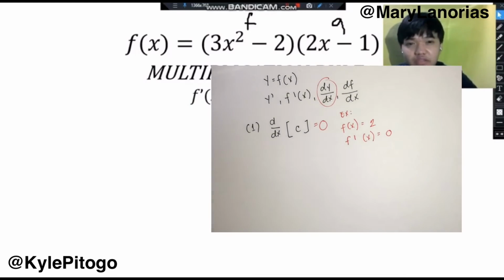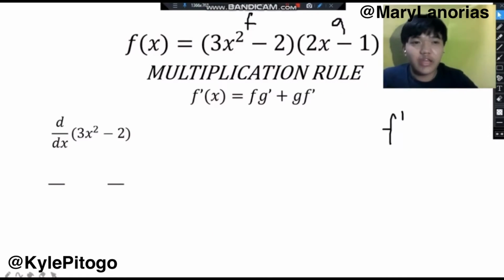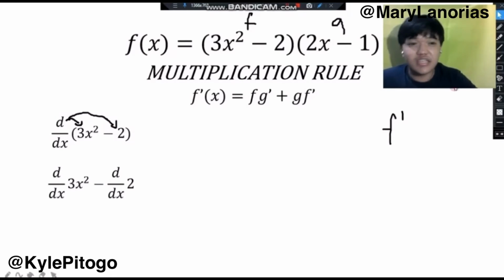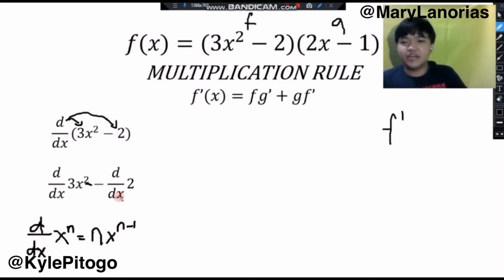First, we're going to find the derivative of f. So to find the derivative of f, we're going to multiply d over dx to 3x squared minus 2. Then after that, we're going to distribute d over dx to 3x squared and to 2. After distributing, as you can see, there is a power here. So we're going to apply the power rule. As you can see here, the n is brought down. So after, n is also minus 1. So this is how to find the derivative of any power.